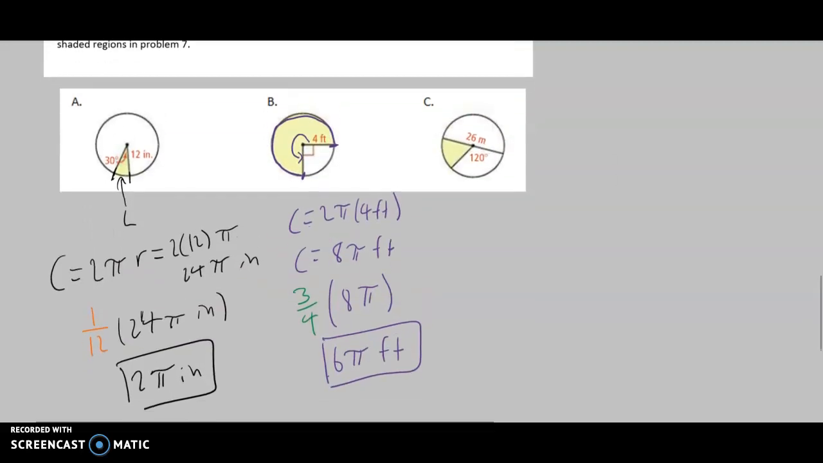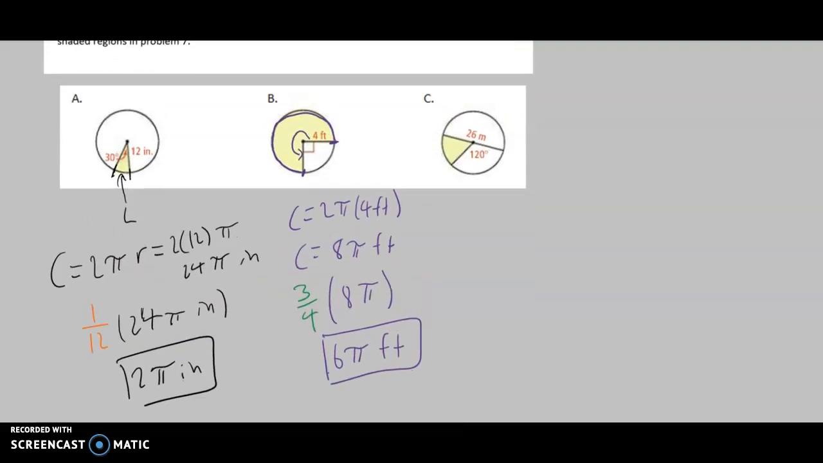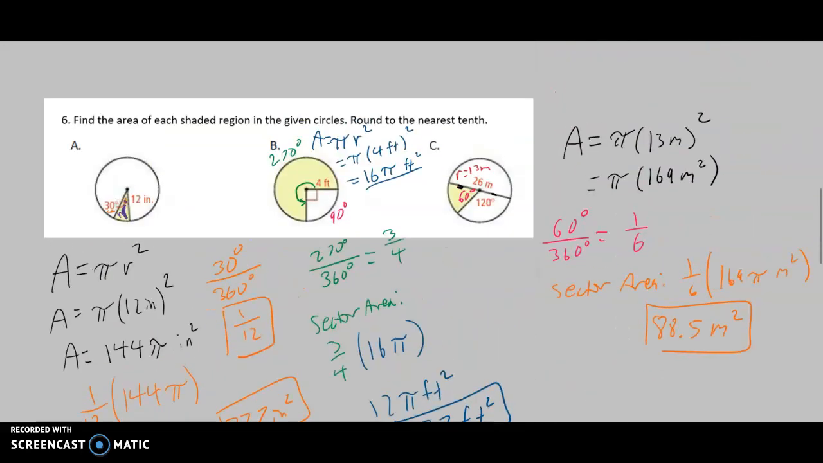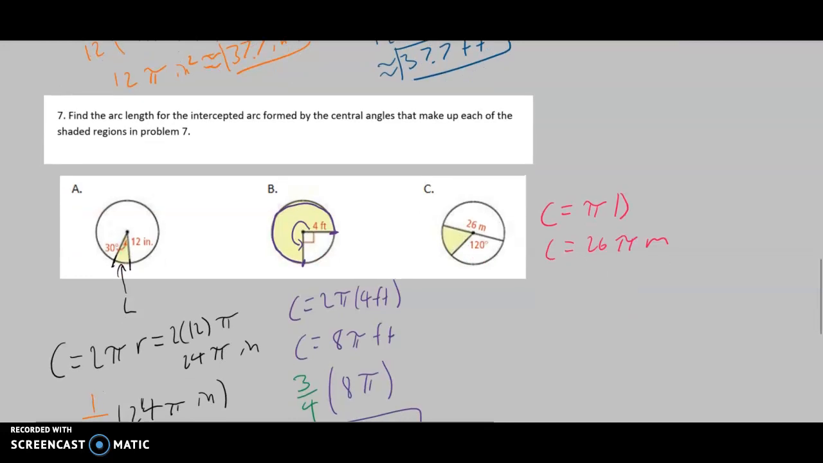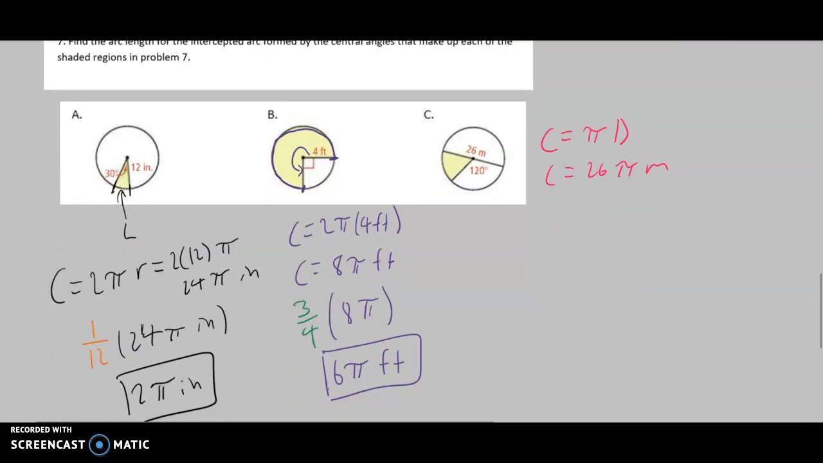All right, and the last one, same thing. Now we're given a diameter, so we know another formula for the circumference of a circle is just pi times the diameter, and we're given the diameter right here, so we could say that that is just 26 pi meters would be the circumference of this whole thing. And we said that 60 degrees, which is this angle here, over 360 gives us 1/6. So we're looking at 1/6 of the entire circle.